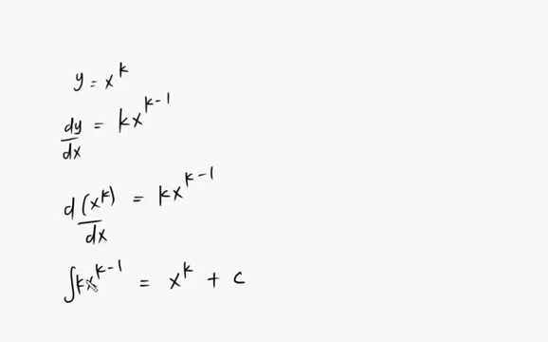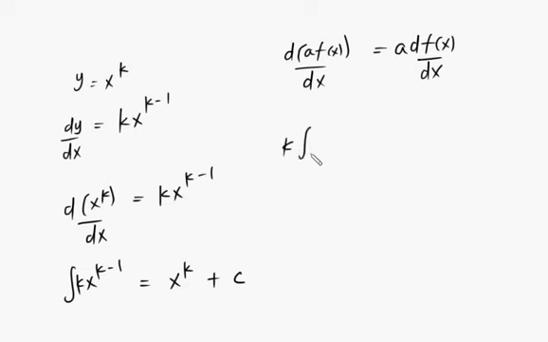Trick one: this k is a constant. It's just a number, it's not a variable. Just as in differentiation, d of a times a function f of x, if a is a constant, we said you can take a outside. If you remember this from differentiation, the same applies in integration: a constant can be taken outside. So this will become k, now taken outside, times the integral of x power k minus 1. I have integrated this with respect to x and it is equal to x power k plus c.